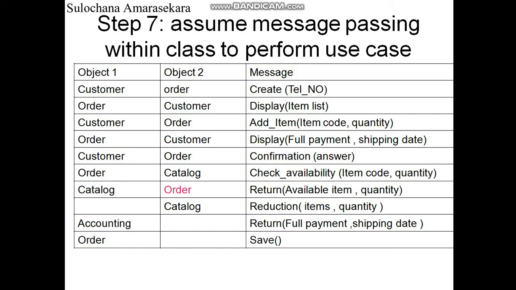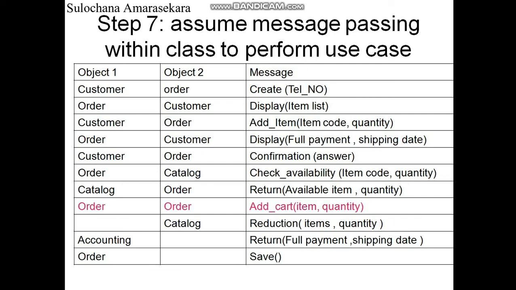After getting the availability message, the order class must add those items to itself. That means we have a self-reference message within the order class, add item, which contains item and quantity, as well as the catalog class must get an order from the order class via the message reduction which contains item and quantity.